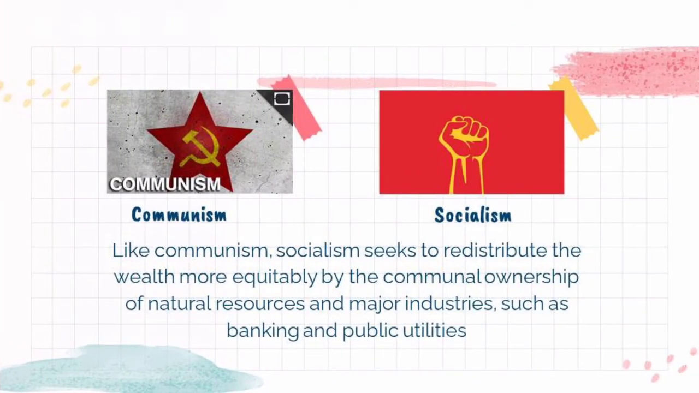Like communism, socialism seeks to redistribute wealth more equitably by the communal ownership of natural resources and the major industries, such as banking and public utilities. Socialists also seek to nationalize monopolies, which greatly enrich their owners at the expense of the people. However, unlike communism, most small or non-essential enterprises would remain privately owned. Also, unlike the communists, most socialists do not advocate violence or force to achieve their economic system. Thus, various forms of socialist ideals have developed.